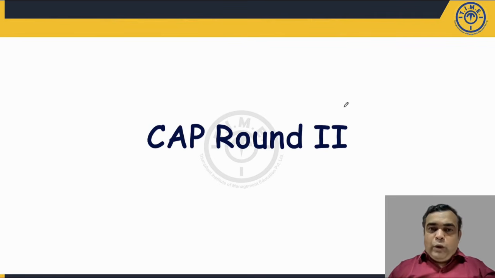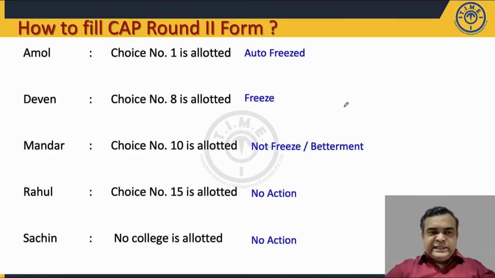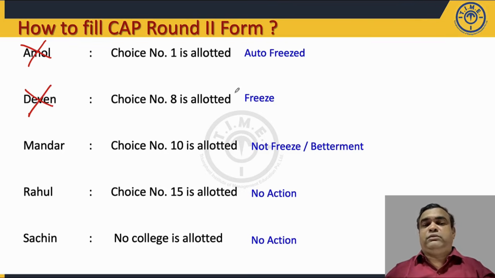Now, how to apply for CAP round 2? I just take the same people. Amol in CAP round 1 was auto freeze. He is not eligible for CAP round 2. Deven chose freeze, took the admission and confirmed it, so Deven is not eligible for the next round. Mandar chose not freeze, or betterment, meaning his college number 10 will be retained, but at the same time he will be looking for a better option in the further rounds. Rahul took no action, and no college is allotted to Sachin.